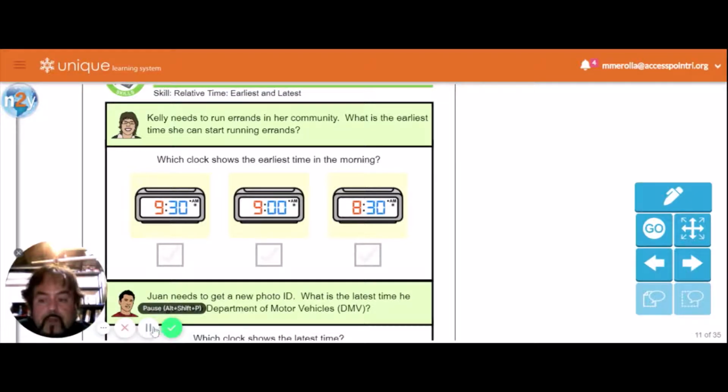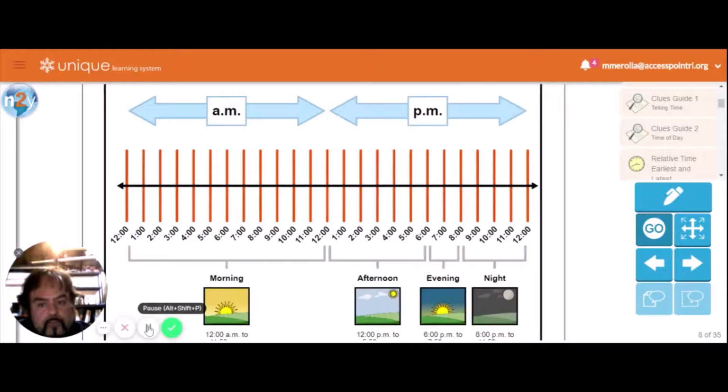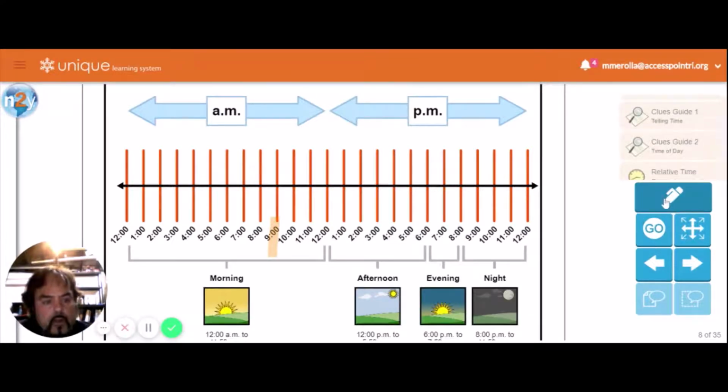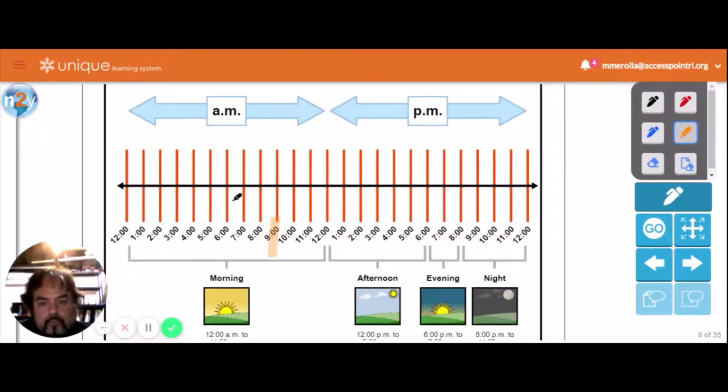Okay, let's jump back to our other page. So what is the earliest time she can run her errands? Okay, so she can start at 9 a.m., or she could start at 9:30 a.m., which would be roughly around here, or she could start at 8:30 a.m., which would roughly be around here.